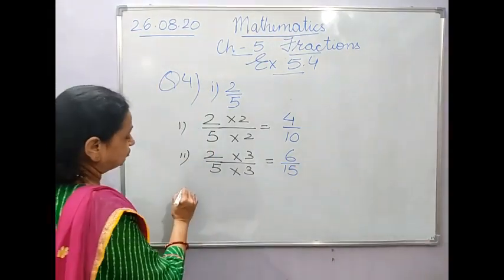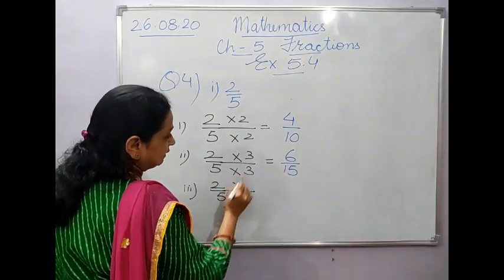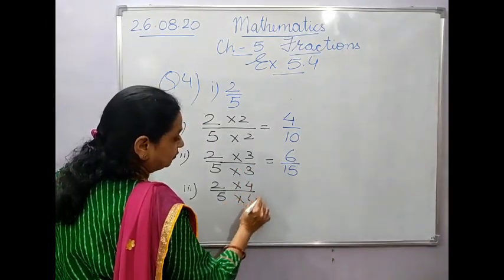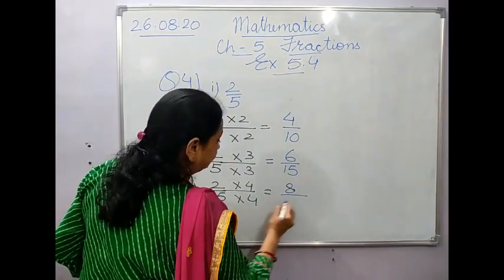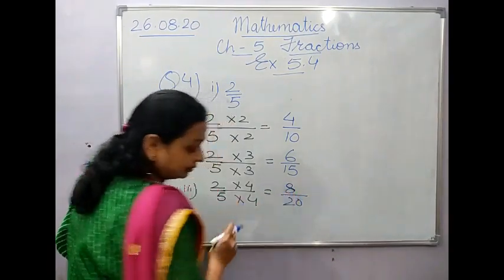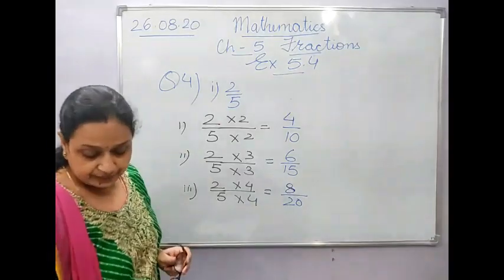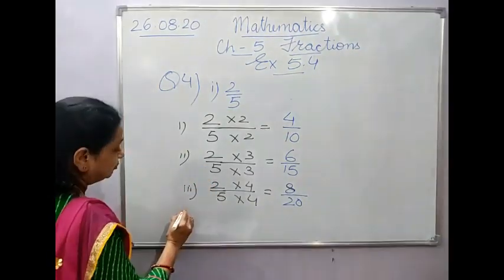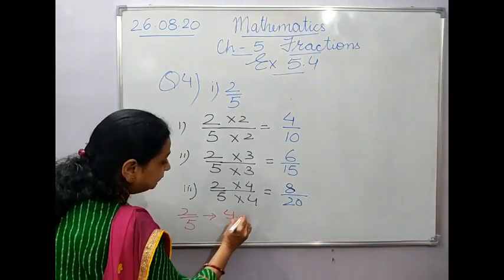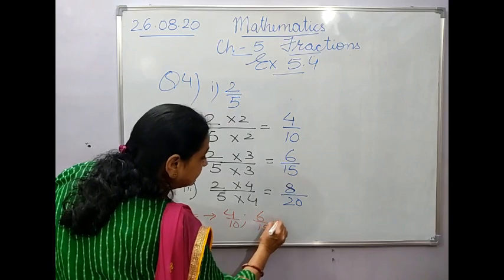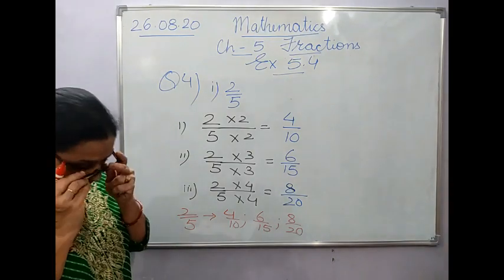Then 3 we have to make. They have asked for the 3 one. So it is 2 upon 5 multiplied by 3. Now we will multiply by 4. 2 4s are 8 and 5 4s are 20. So what are the equivalent fractions of 2 upon 5? The 3 equivalent fractions of 2 upon 5 are 4 upon 10, 6 upon 15, 8 upon 20. Hope this is clear.